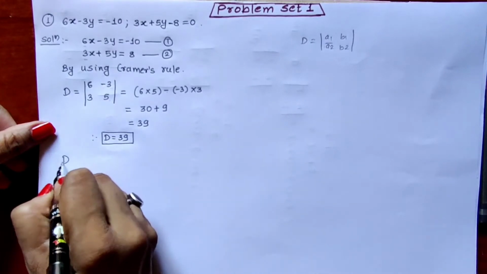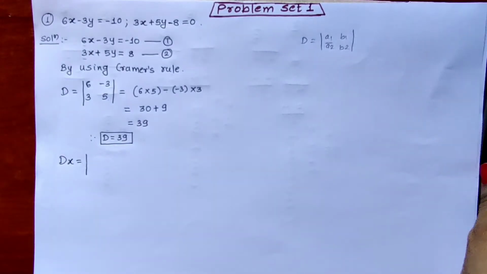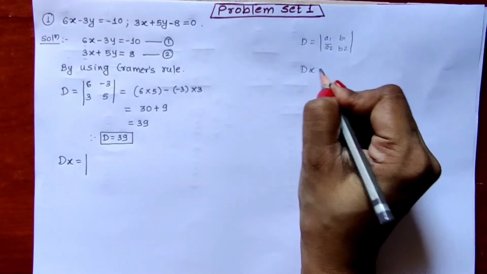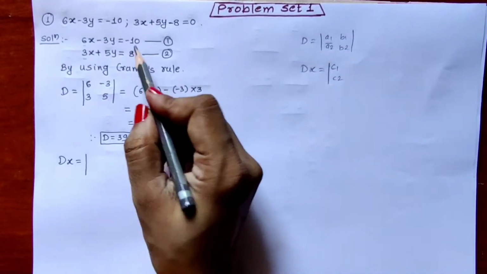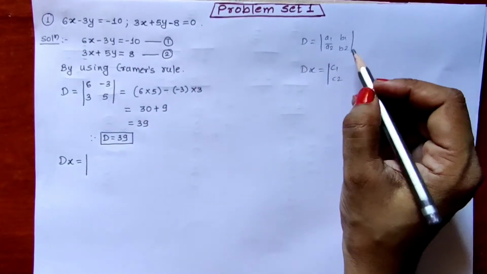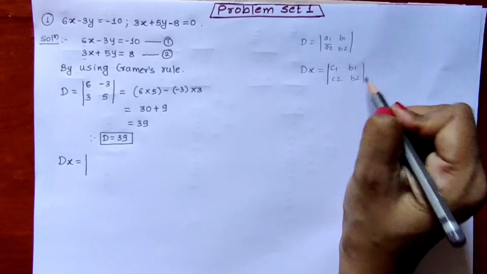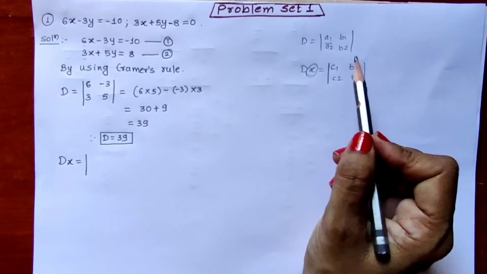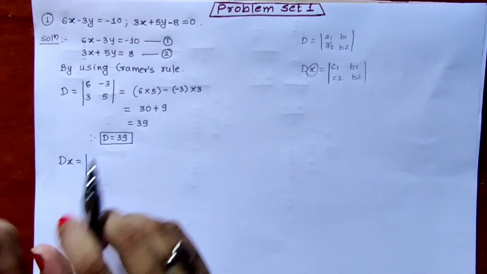Now let us find out determinant of x, dx. What is dx? In dx we all know, we write first the constant terms c1, c2, these constant terms which are on the right hand side of the equal to sign, and then we write coefficients of y, which is b1, b2. We don't write coefficient of x in dx, we all know that. So constant terms and coefficients of y we have to write here.